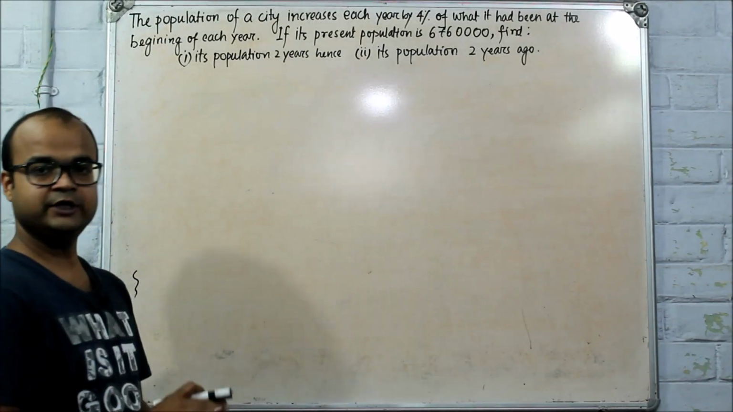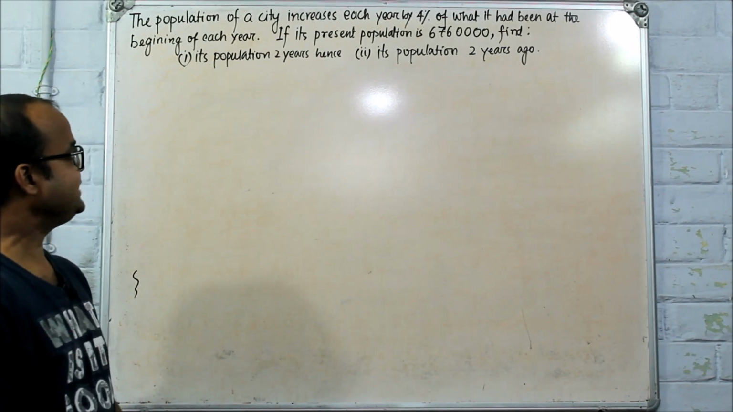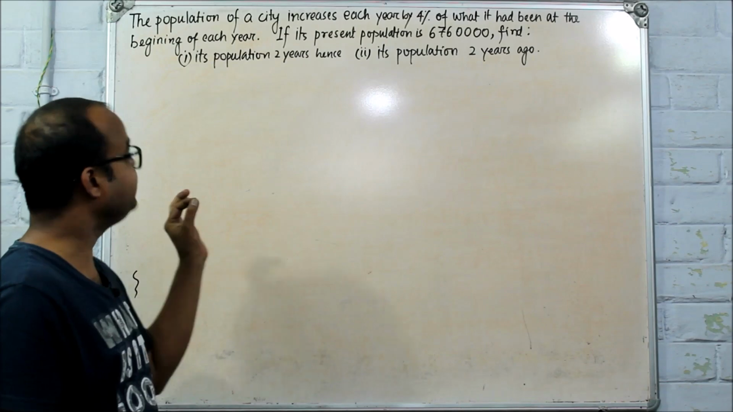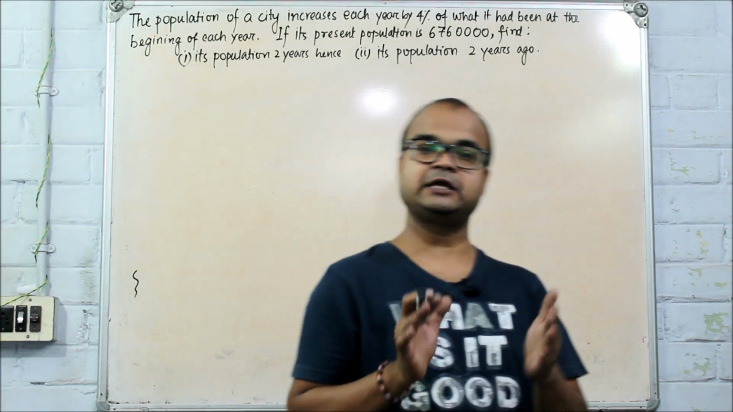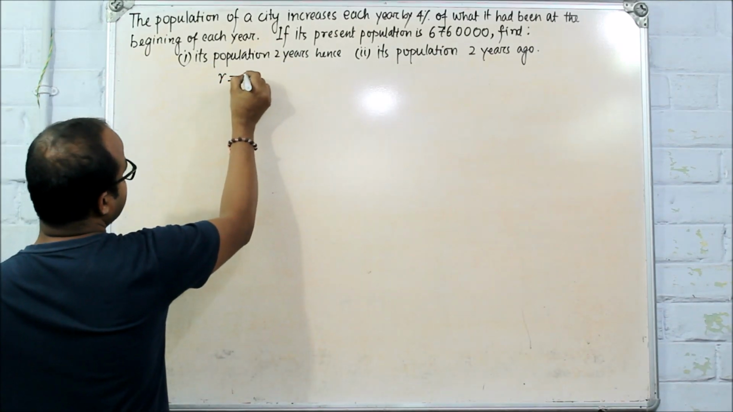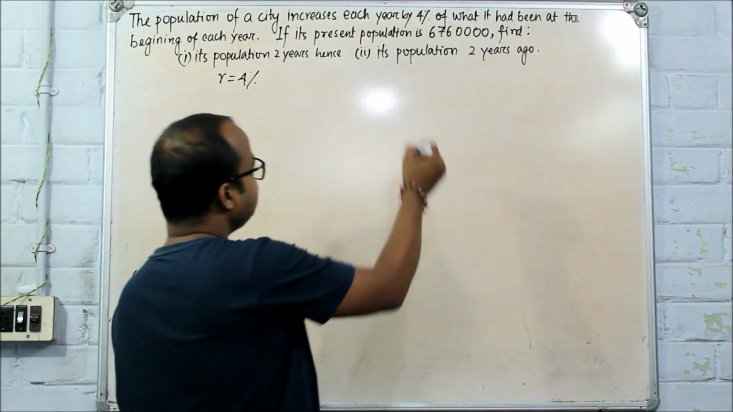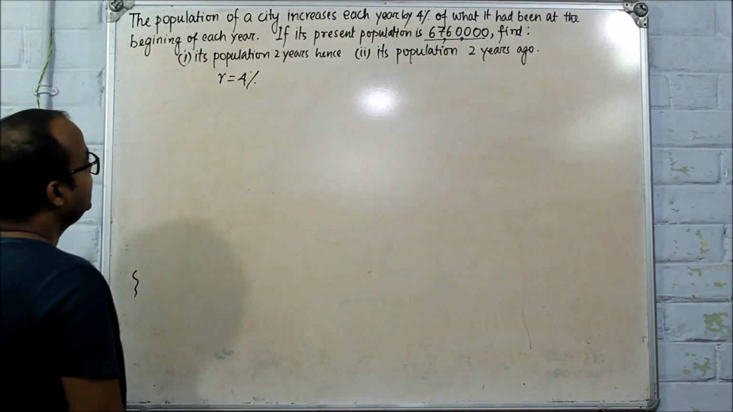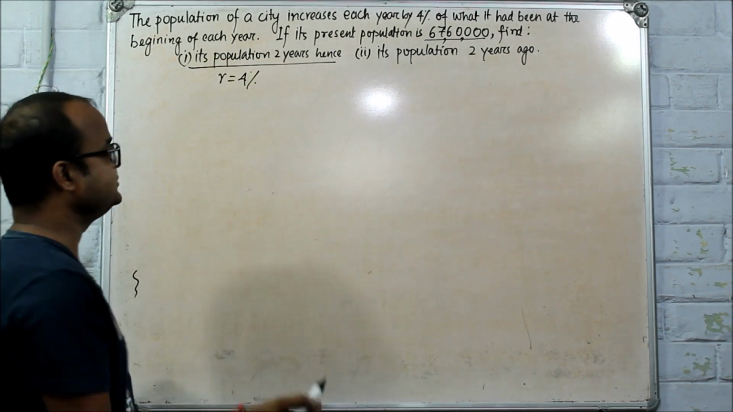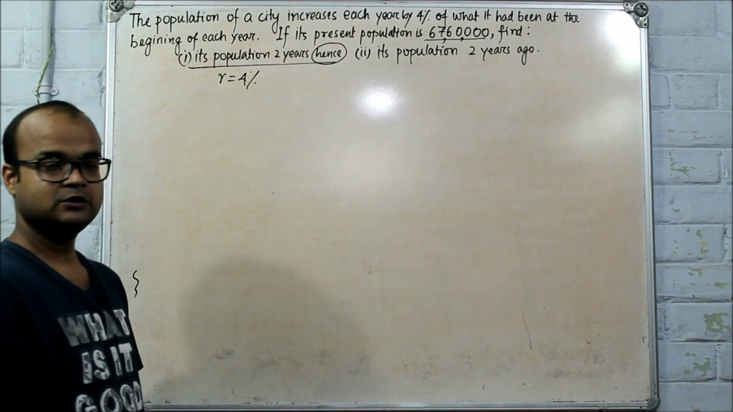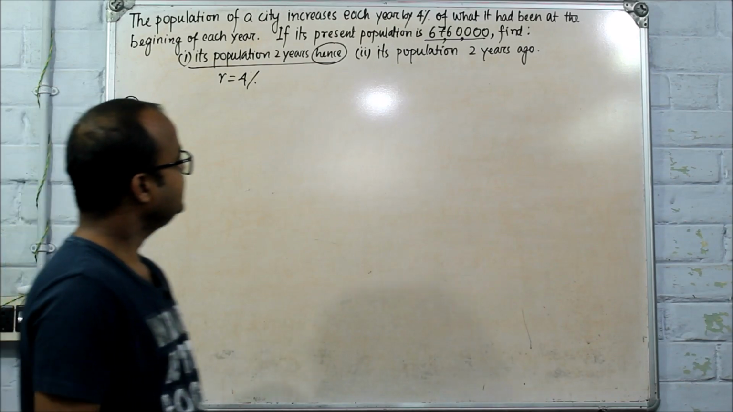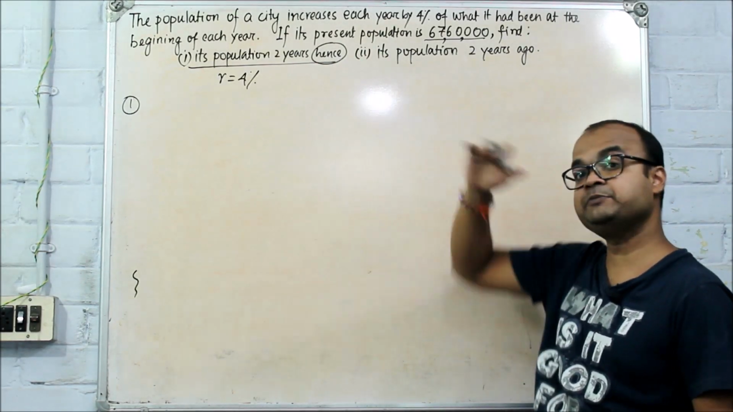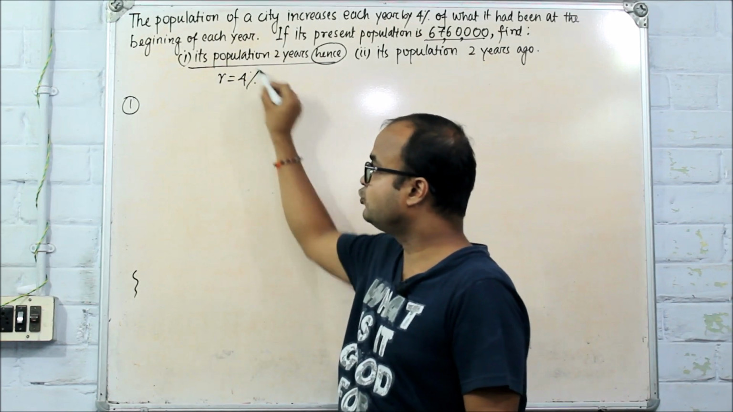253,000. Now moving into the next problem. The population of a city increases each year by 4% of what it had been at the beginning of each year. That means the rate of growth is given as 4%. So R is equal to 4% is given, and the present population is given. Now we have to find out its population 2 years hence. Hence means after 2 years. So first let us discuss the first part of this question. The present population is given and we need to find out its population 2 years hence, that means after 2 years. And the rate of growth is constant.